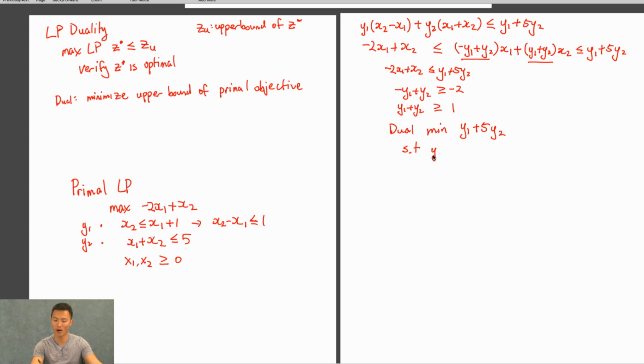Now we have y2 minus y1 is greater than or equal to negative 2, and y1 plus y2 is greater than or equal to 1. Okay, so don't forget about the non-negativity constraints. We need our multipliers to be non-negative because these were inequalities, right? If y1 became negative 1, then my inequality is going to flip, and we don't have our original constraints back.